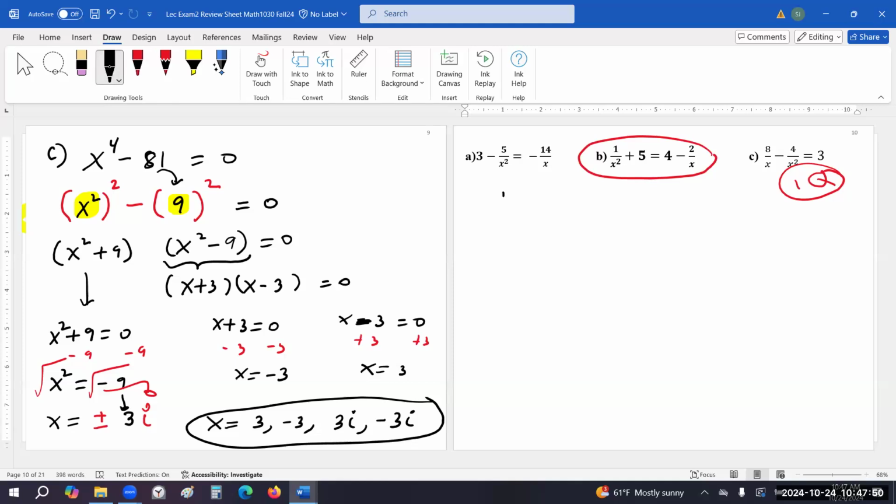We have 1 over x squared plus 5 equals 4 minus 2 over x. Do you remember what I told you about solving? Anytime they ask to solve for x, what do you have to see on one side? 0. So do you see 0 on one side? No. So let's bring the right to the left. So subtract 4 and we add 2 over x.